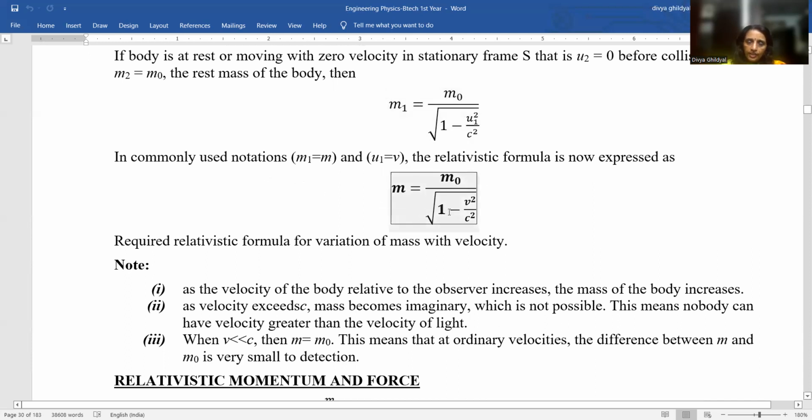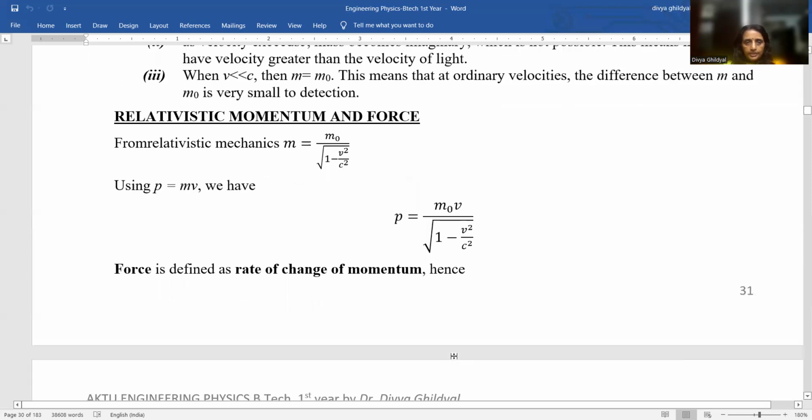Now, from this, we can once again conclude that this will be valid only till the time v is approximately equal to c. It will not be valid if v is very much less than c, and if v is greater than c. As the velocity of the body relative to the observer increases, the mass of the body increases. When v is very much less than c, then the mass reduces to the rest mass.